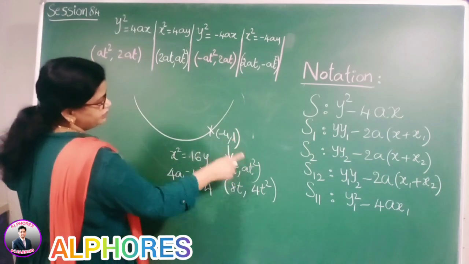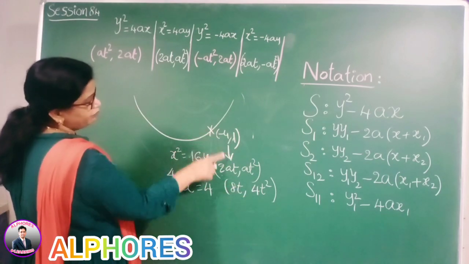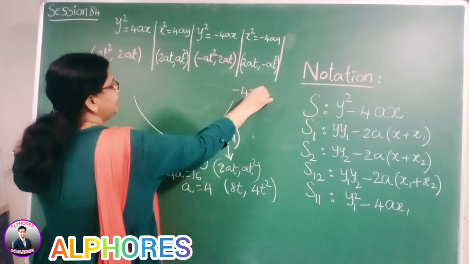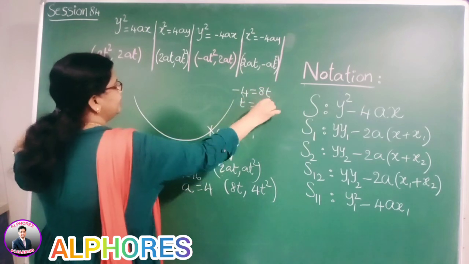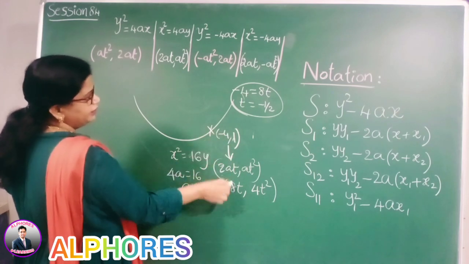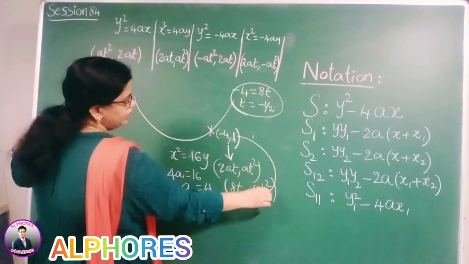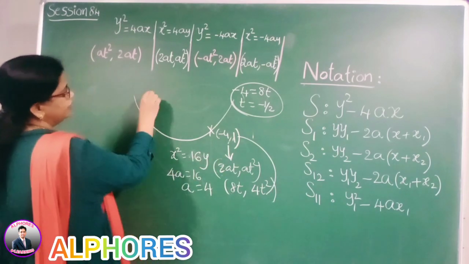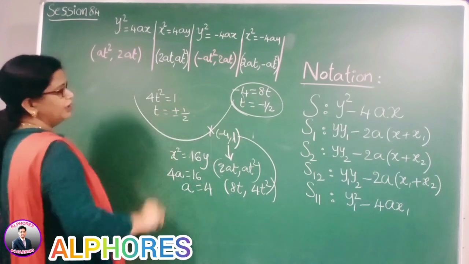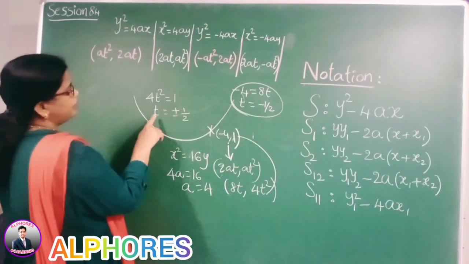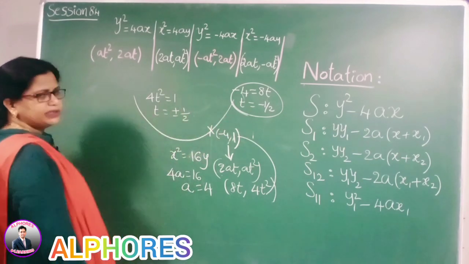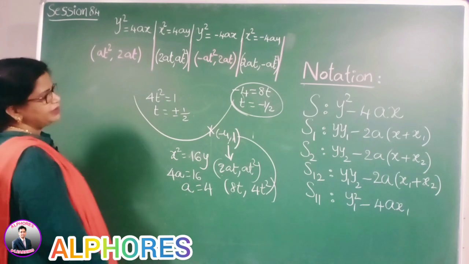Now if you compare these values here, first value minus 4 equals how much here? 8t. Okay, minus 4 is equal to 8t, that implies t equals minus 1 by 2. If you compare the abscissa value minus 4 and 8t. And next if you compare the ordinate value, 4t squared is 1. So 4t squared is 1 implies t equals plus or minus 1 by 2. Now again you got t is minus 1 by 2, and t is plus or minus 1 by 2. Therefore finally the common value, that is nothing but minus 1 by 2, you have to consider.